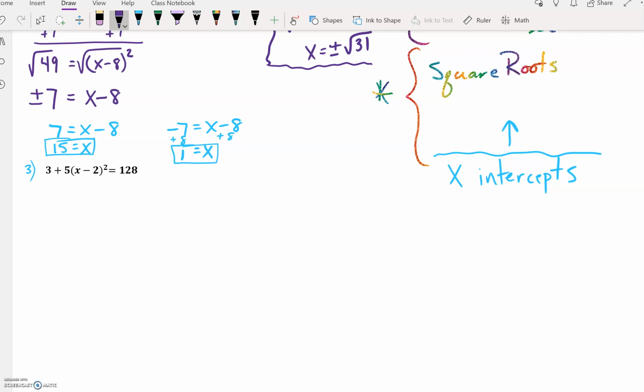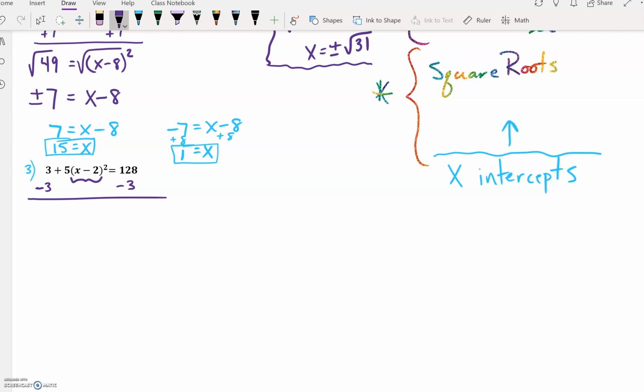Okay, let's try this one. Again, your goal is to get this little expression that is being squared by itself. So let's work away from it. Let's start with things that are not tied together here. Let's start by subtracting a 3.